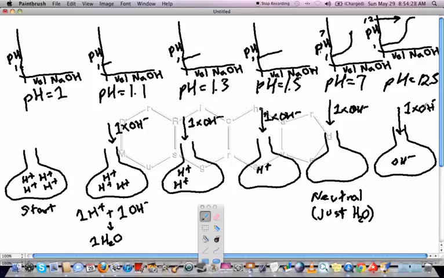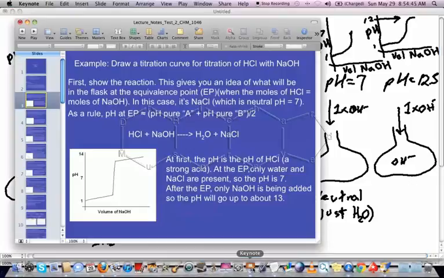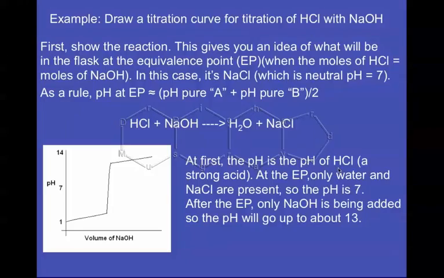Then we add 1 more OH minus, and that's enough to jump the pH up to 12. That makes the pH very high because now we have only a strong base in the solution. Alright, so you can see the general shape of our titration curve. We have the pH on the y-axis, we have the volume of NaOH on the x-axis.